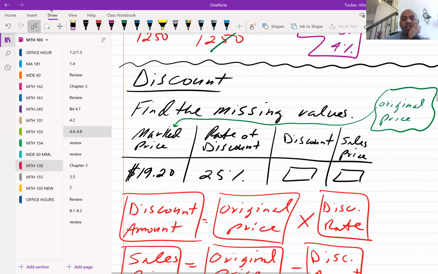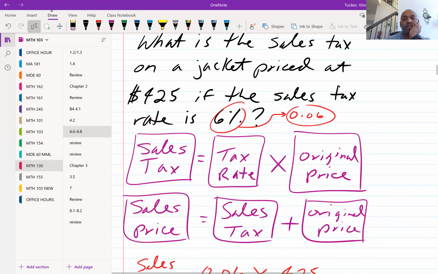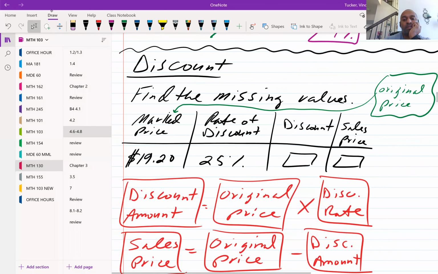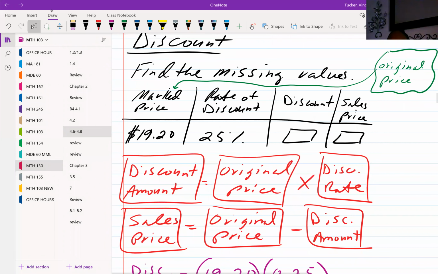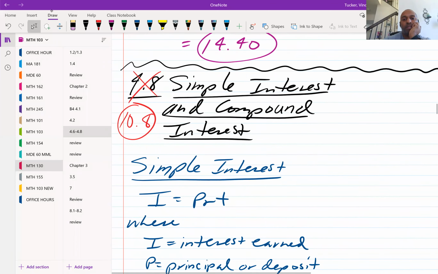So this section deals with those three scenarios: sales, commission, and discount. They're going to lean on those formulas. All right, so let's introduce a few more formulas. I know y'all can't wait to get some more formulas.